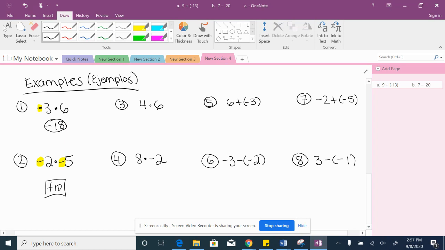Number 3. Here we have no negatives. Aquí no hay negativos. So the answer is positive. Entonces la respuesta es positiva.